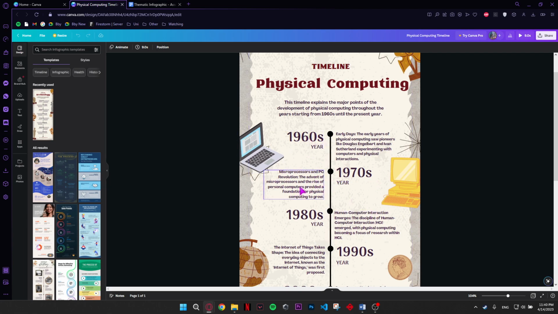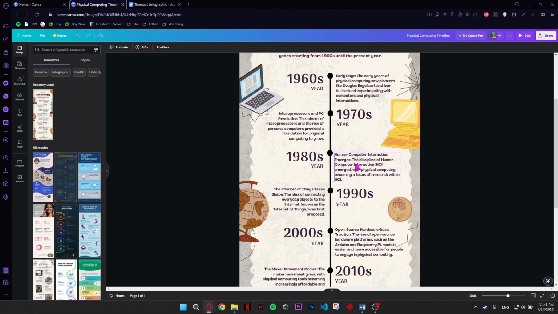Microprocessors and PC revolution, the advent of microprocessors and the rise of personal computers provided a foundation for physical computing to grow. So this is the year when personal computers were rising and people in their homes were starting to have their own computers at home, and also the advent of microprocessors was starting to grow in this year. The 1980s, human computer interaction emerges.